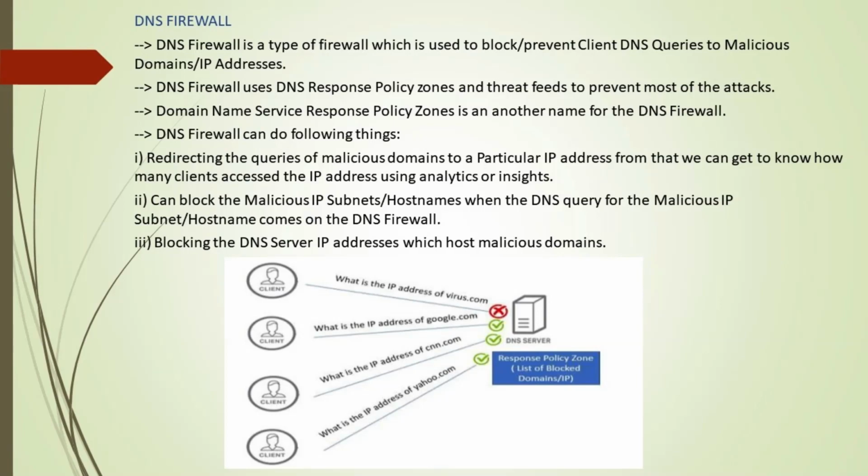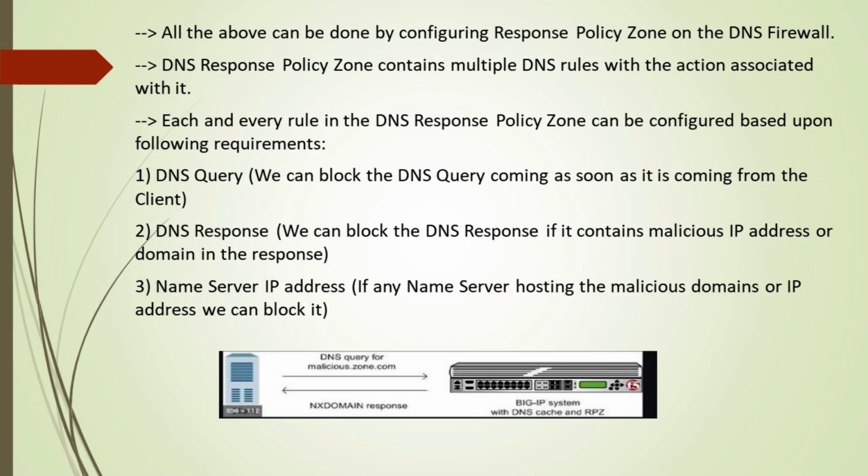It can block the malicious IP subnet's host names when the DNS query for the malicious IP subnet hostname comes to the DNS firewall. It can also block the DNS server IP addresses which host malicious domains. All the above can be done by configuring a response policy zone on the DNS firewall. A DNS response policy zone contains multiple DNS rules with an action associated with each. Each and every rule in the DNS response policy zone can be configured based upon the following requirements.